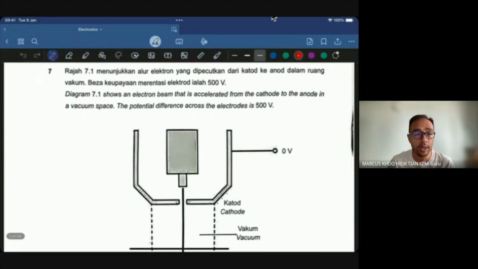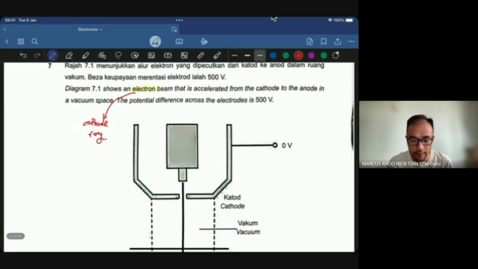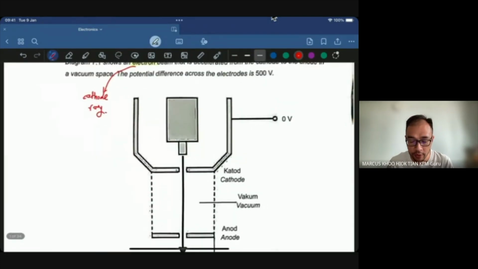Diagram 7.1 shows an electron beam that is accelerated from the cathode to the anode in a vacuum space. Of course, one of the things you have to remember is that they already gave you the fact that it's an electron, but this electron beam is known as a cathode ray. Just so that you know, the potential difference across the electrodes is 500 volts.